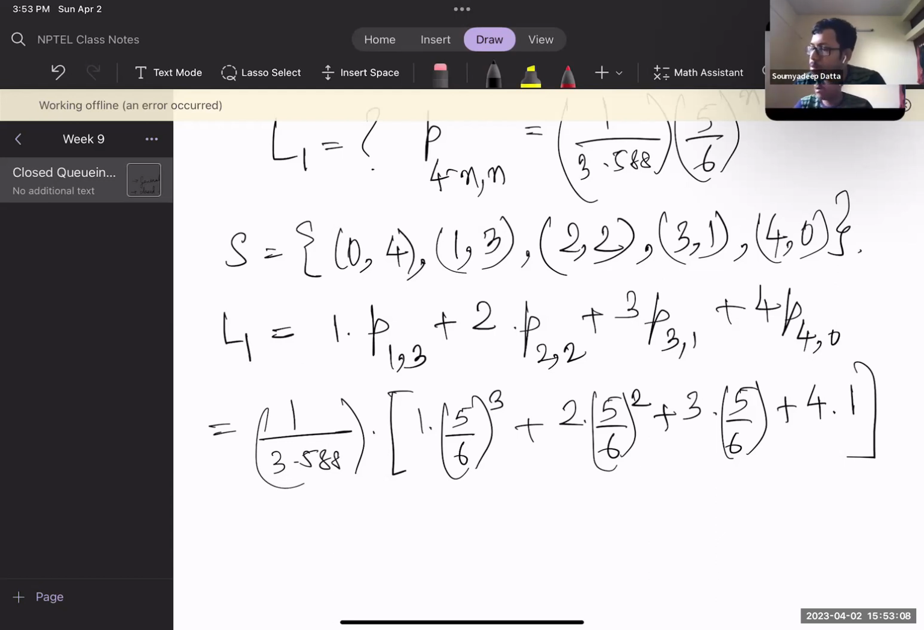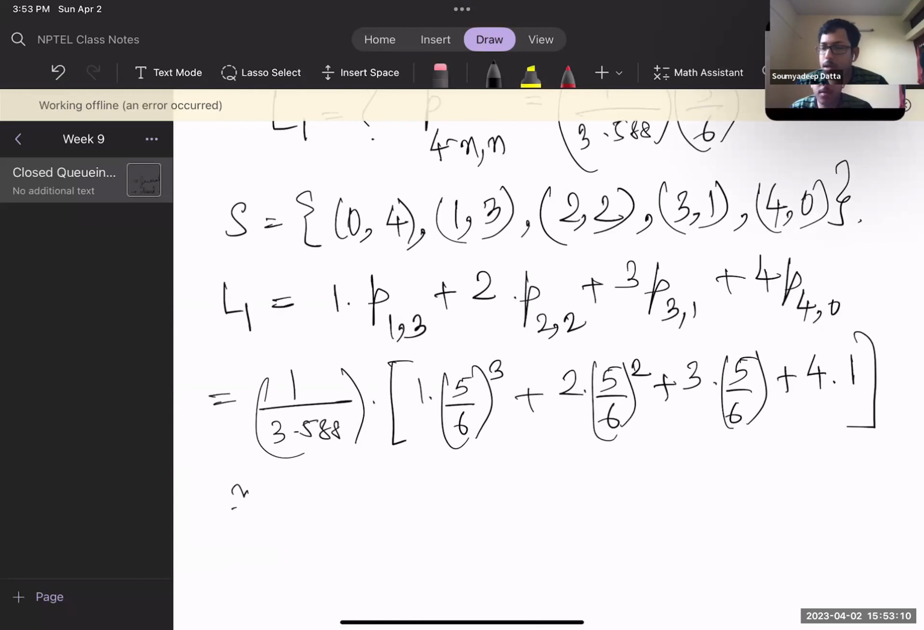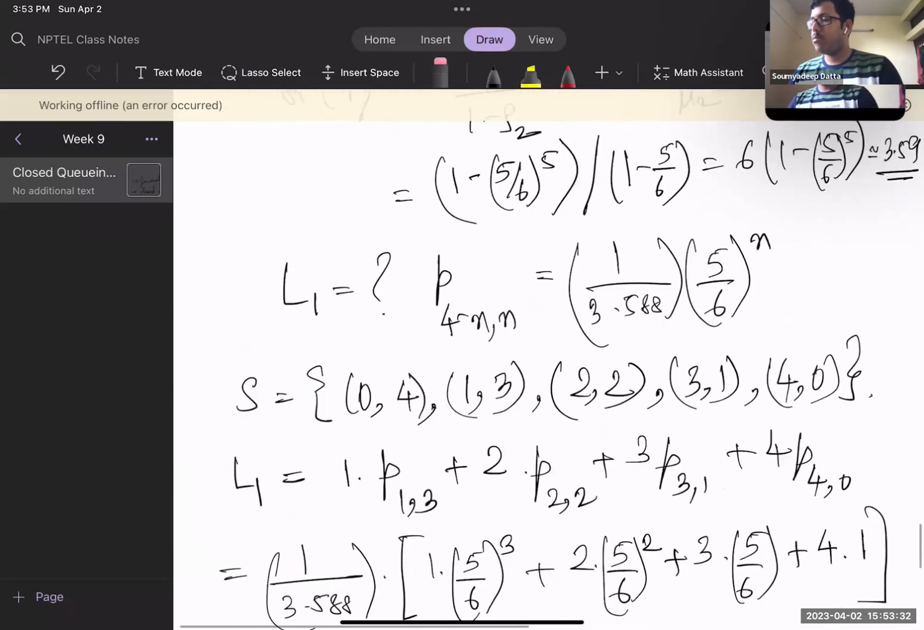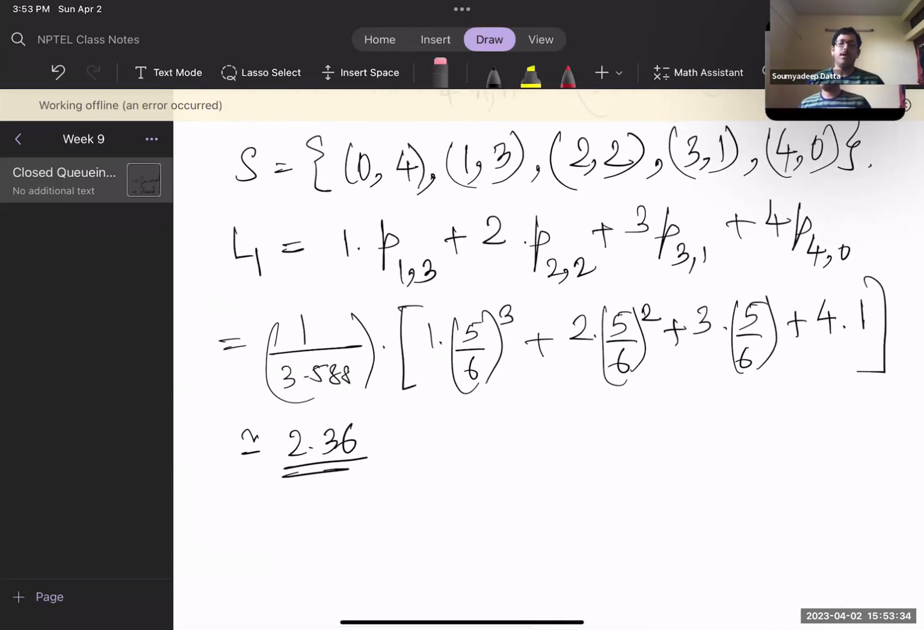So the answer for this is coming to be roughly 2.36. To verify the calculations, as I said, I just looked at the others, but I'm just trying to emphasize the approach here. So these are all the possible states that could have existed in this network. And so this is how I will just find the weighted average to predict how many customers there are in node one.